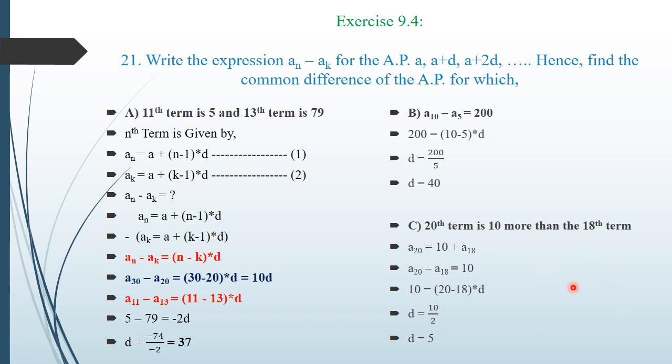If you carefully observe, this question is exactly the same way we have to solve as the formula I had given earlier, that is d is equal to ap minus aq divided by p minus q. Exactly the same formula, but he has given it in another form, that is an minus ak is equal to n minus k into d. They are nothing but the same.